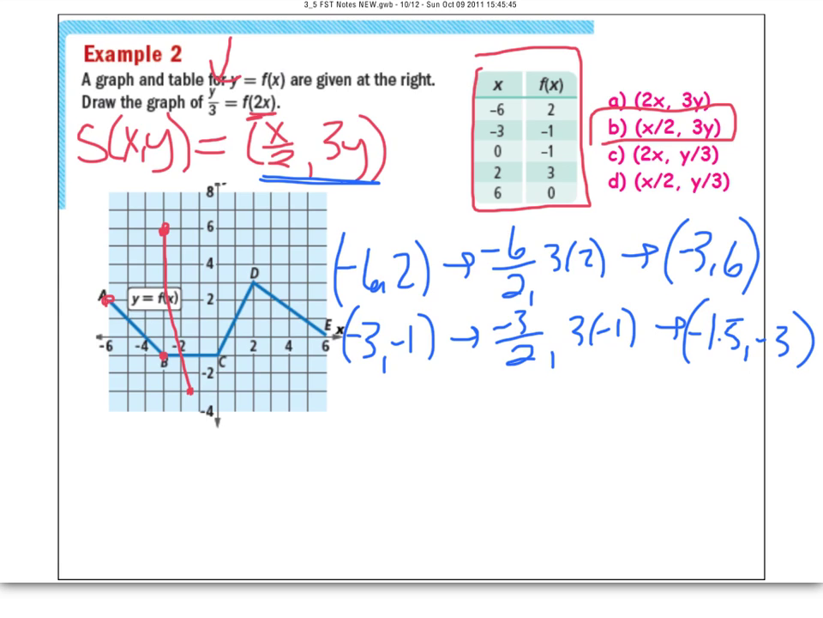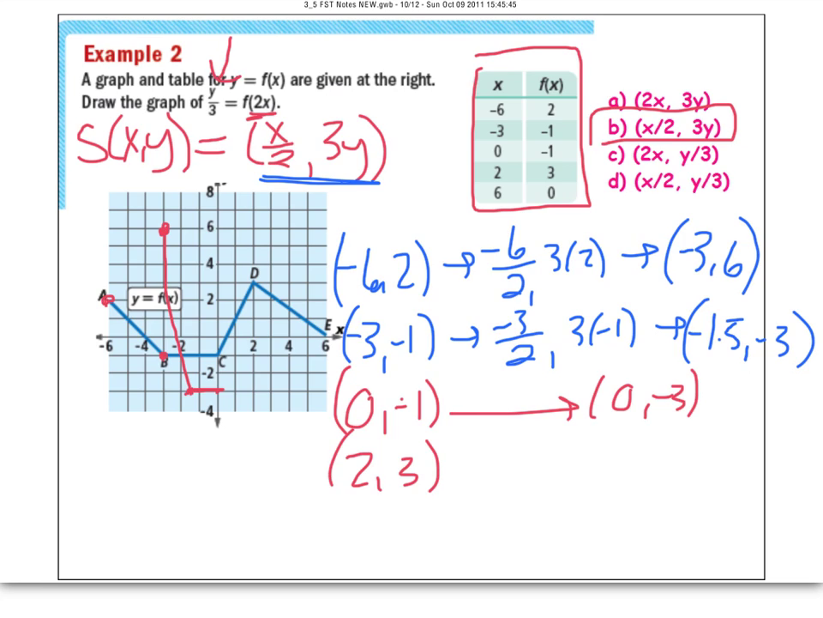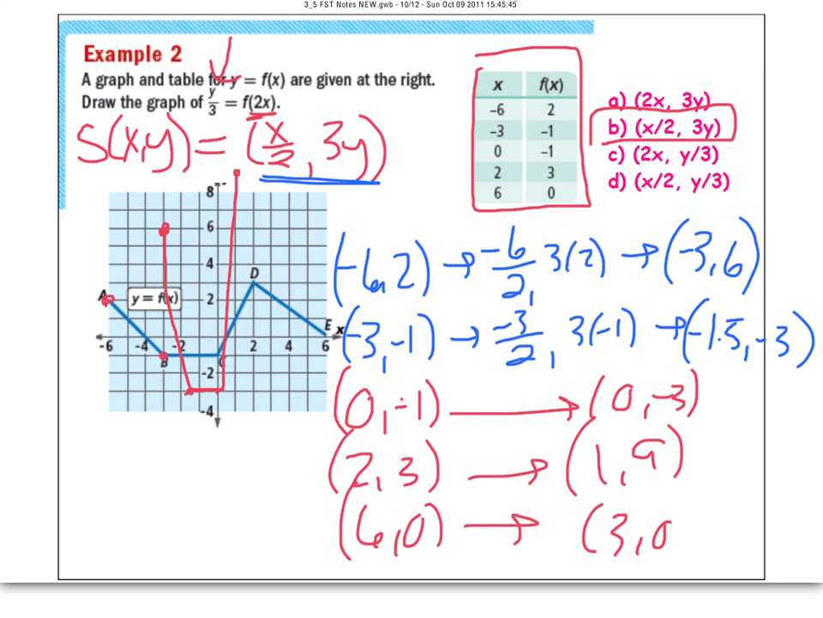Now, if we look at point C, the point 0, negative 1, I'm just going to go right to it, is going to go to 0, negative 3, which is going to be right here. So that's my connecting point there. The ordered pair 2, 3 will go to 1, 9, if I put that in the ordered pair rule. Well, 1, 9 is going to skyrocket here off the page a little bit, so this guy's going to shoot back up. And then the last one, 6, 0, will go to the ordered pair of 3, 0, which is going to bring it all the way back down here.